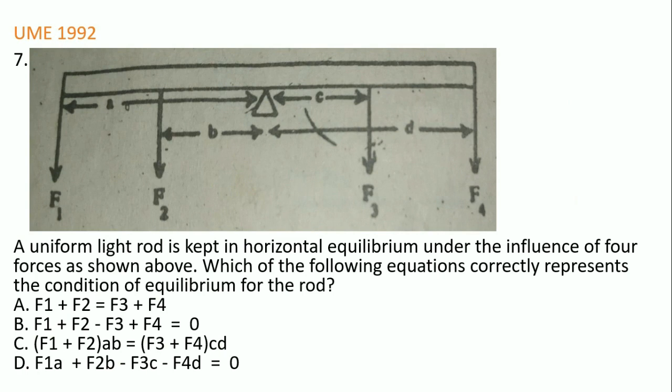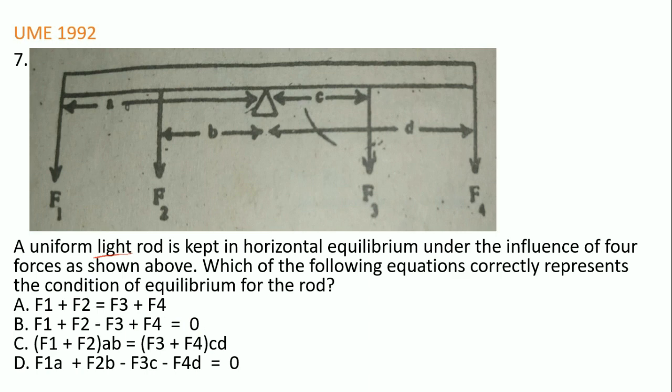A uniform light rod. We are told it is a uniform light rod because the word light is used. That means we will be neglecting the weight of the rod. It's kept in horizontal equilibrium under the influence of 4 forces as shown above. Which of the following equations correctly represent the condition of equilibrium for the rod?